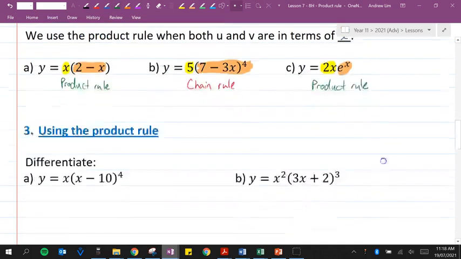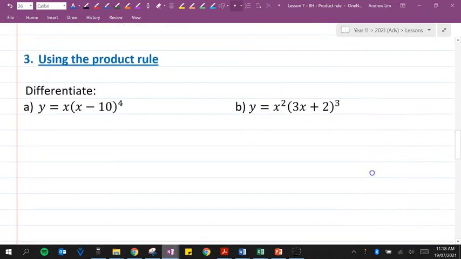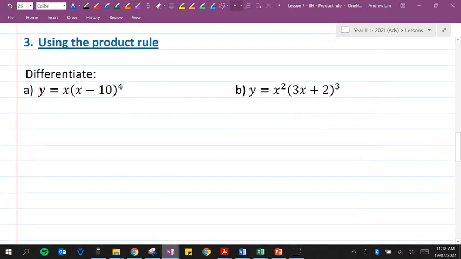Okay, so let's actually use the product rule now. We won't actually look at question C here. We've got exponentials. We'll learn about that in a different topic, how to differentiate exponentials. Okay, so let's have a look at the product rule. Differentiate y is equal to x lots of x minus 10 to the power of 4.